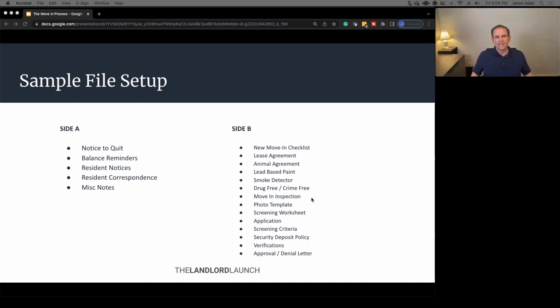But point being, stay organized, and it helps you save time later. Probably not as big of a deal if you only own one home, but it's definitely less aggravating if you are trying to find information. So that is the sample file setup.